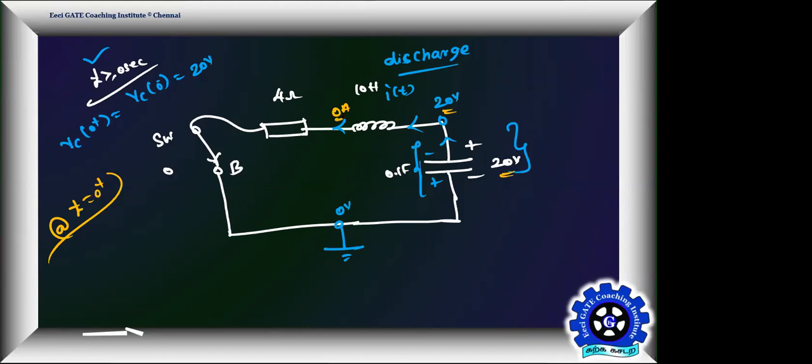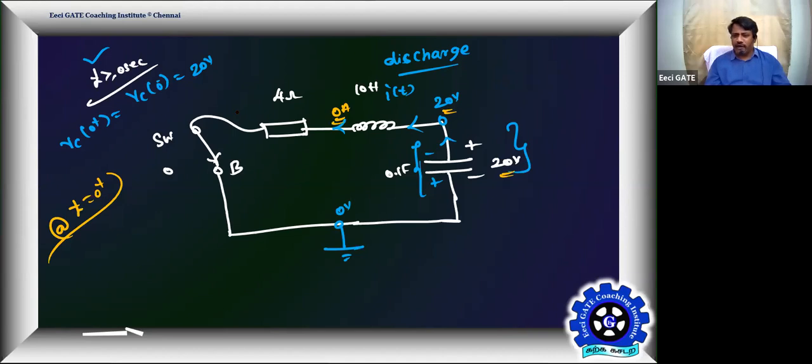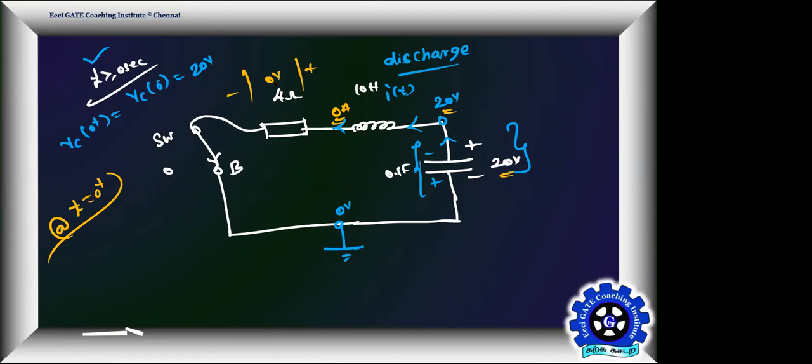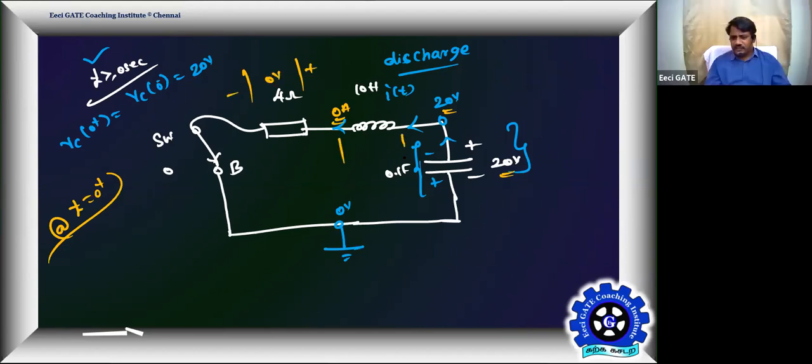I say current is 0, right? Current is 0 means where is the voltage going to fall? Current is 0 means what's the voltage across a resistor? Zero. Then where is the voltage falling? Across your inductor. This is plus minus. What is the voltage across the inductor? 20 volt is the voltage across the inductor. The entire 20 volt is falling across your inductor.